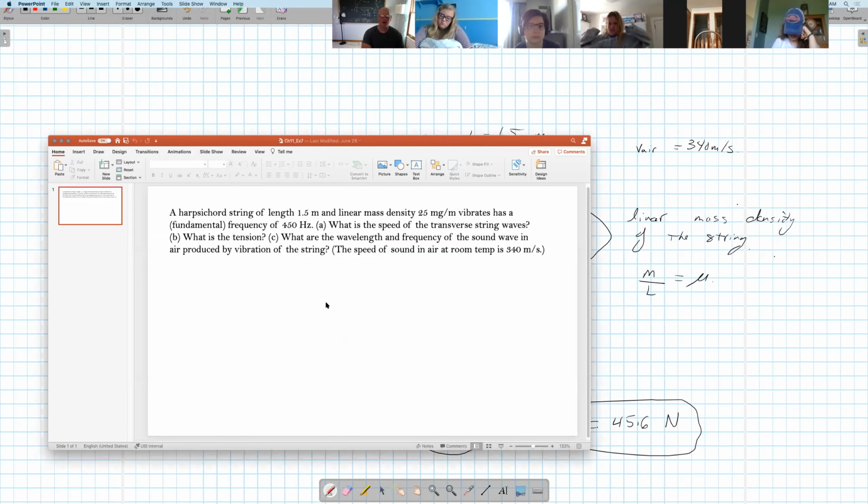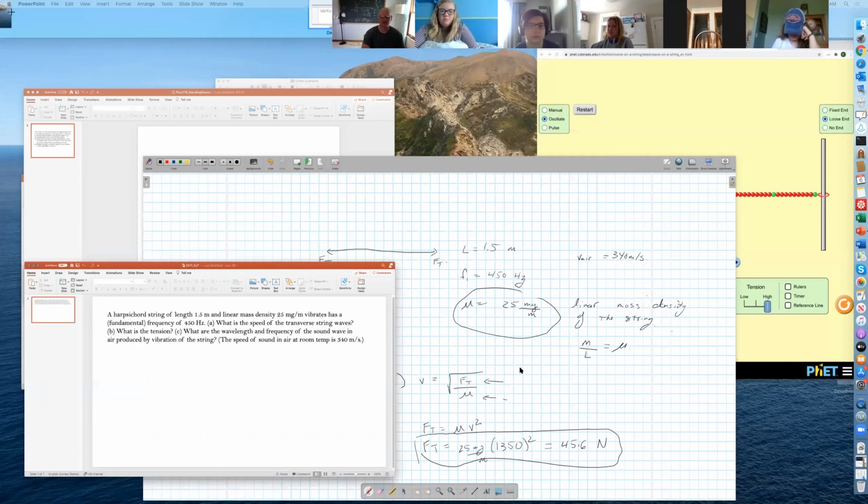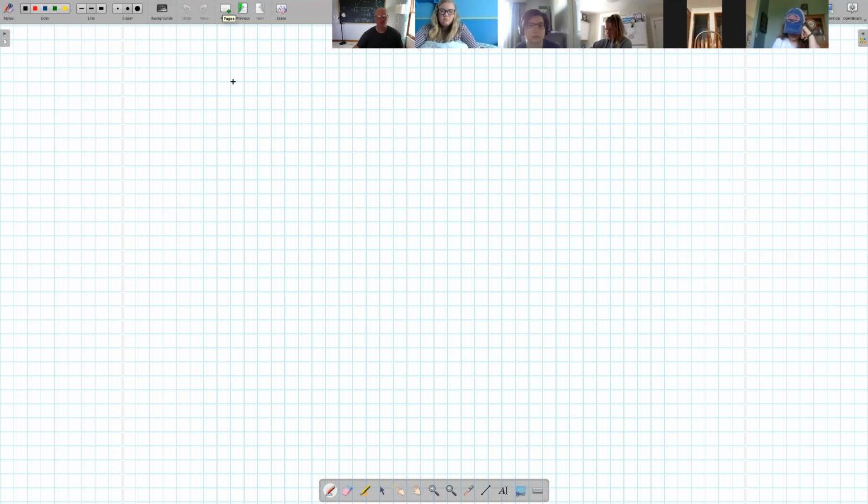Now, part C wants to know, what are the wavelength and the frequency of the sound in air produced by the vibration of the string? So let's go to the page. So part C is now saying that what? So now we have the fundamental. So here is the fundamental. Here's the length of the string. This thing we know is vibrating with a frequency equal to the fundamental, which is 450 hertz. Now the air here is also going to be vibrating. So here's the air, and it's asking what is the frequency in air that we hear, and also what is the wavelength that this thing has. If this is my wavelength, what is the wavelength in air? This is also what we want to know.